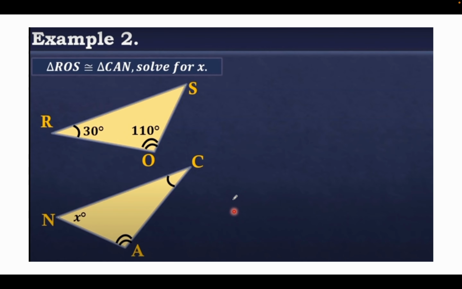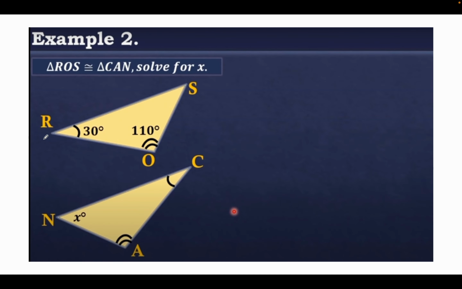This one, given triangle ROS is congruent to triangle CAN. So you are asked to solve for X. To solve for this one, you have to start from the given. Okay? So first step, identify the given and the markings. Let's identify first the corresponding parts based on the markings.